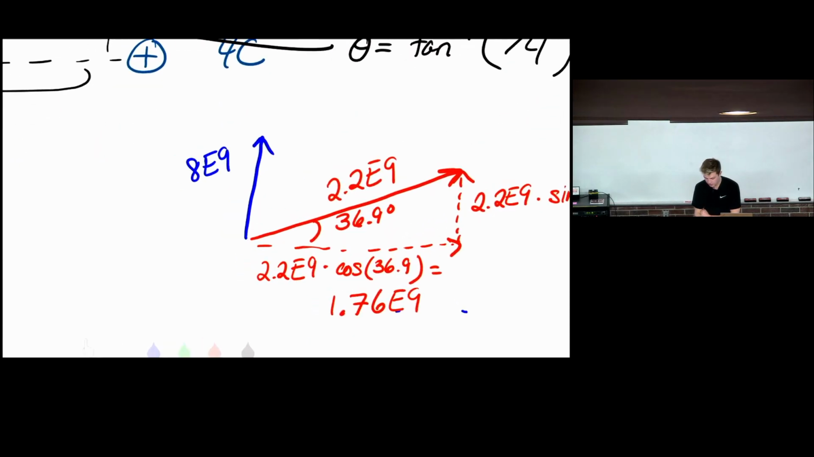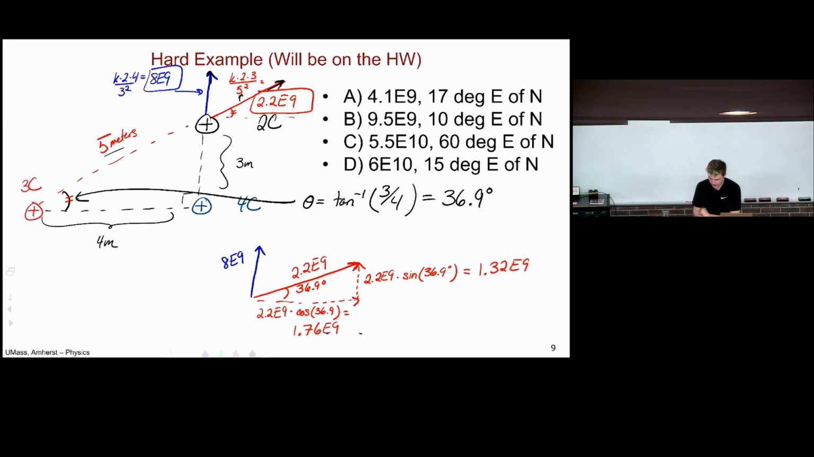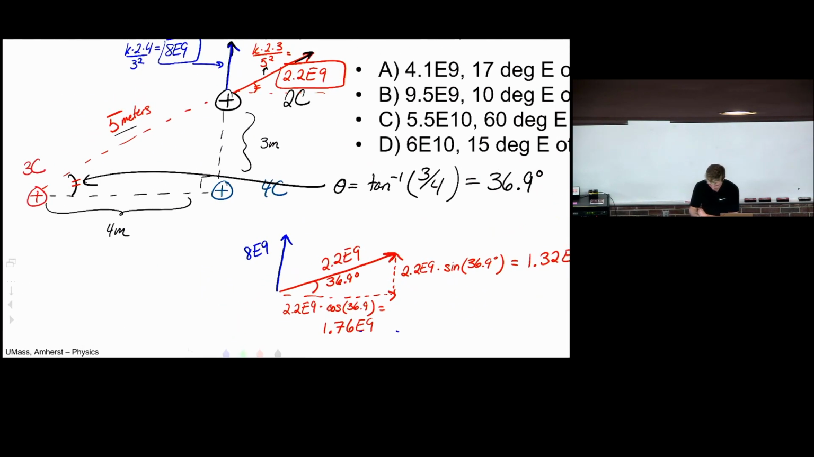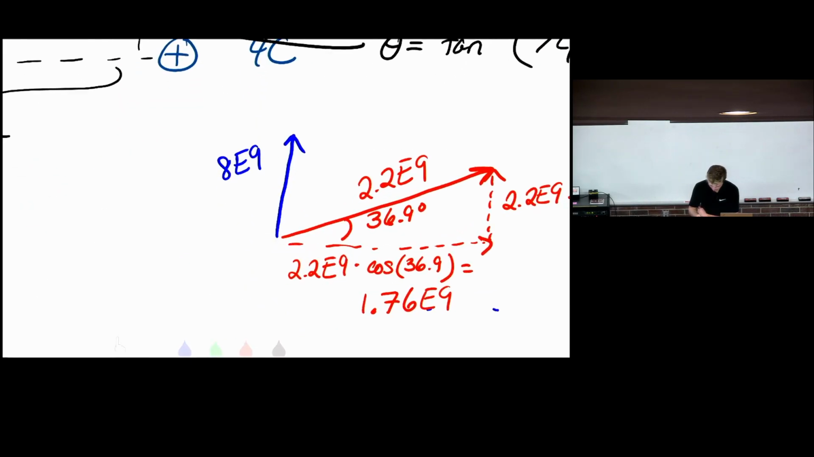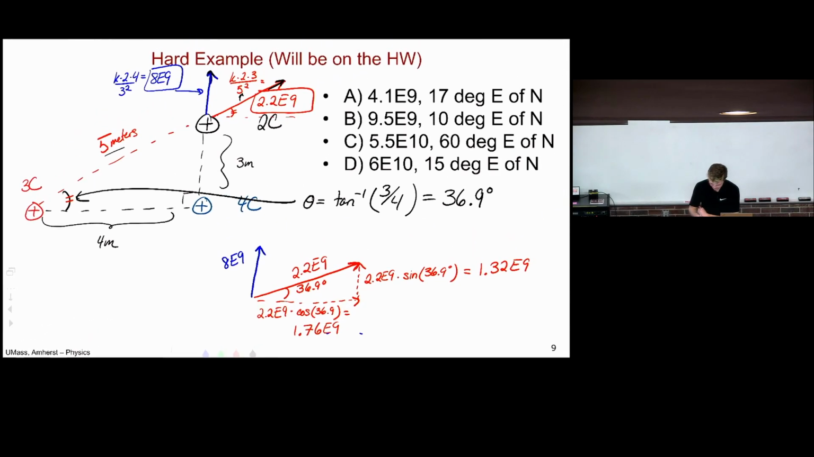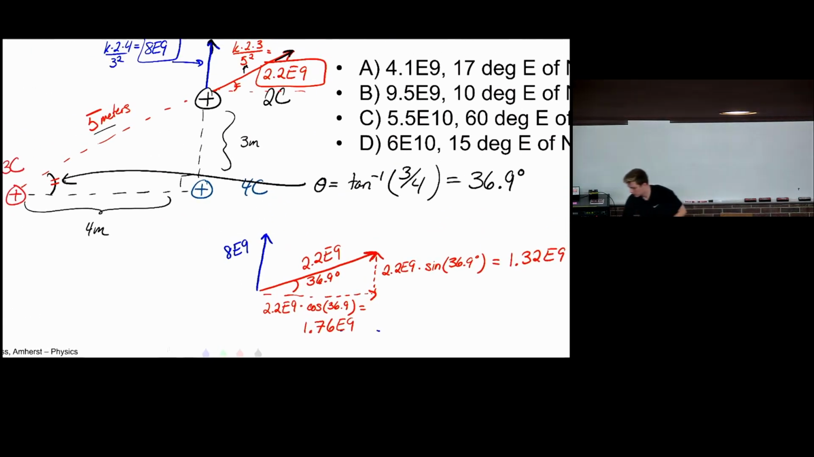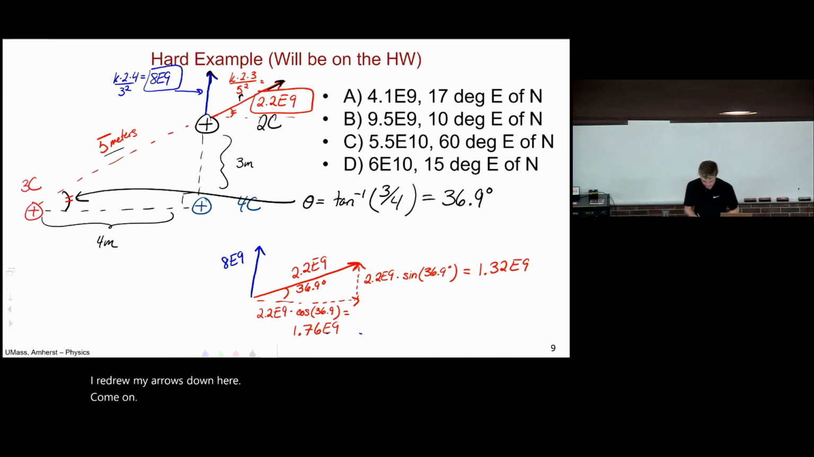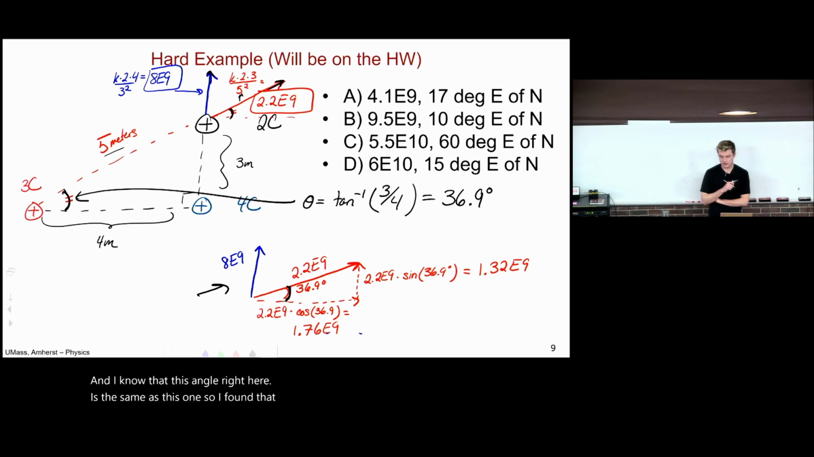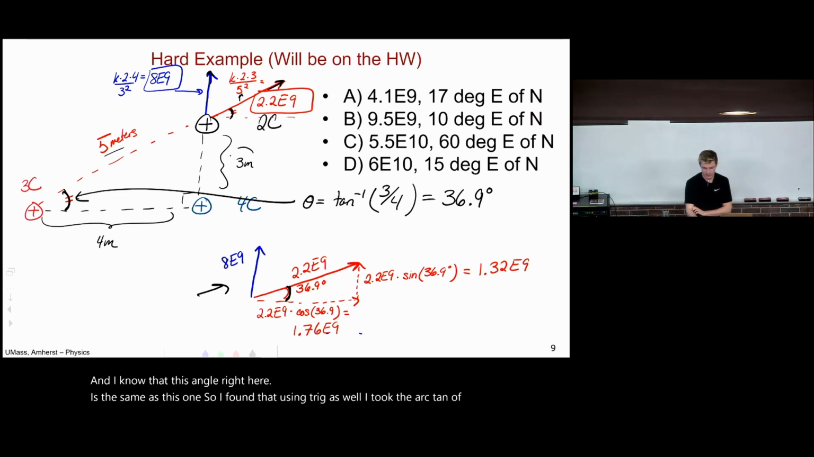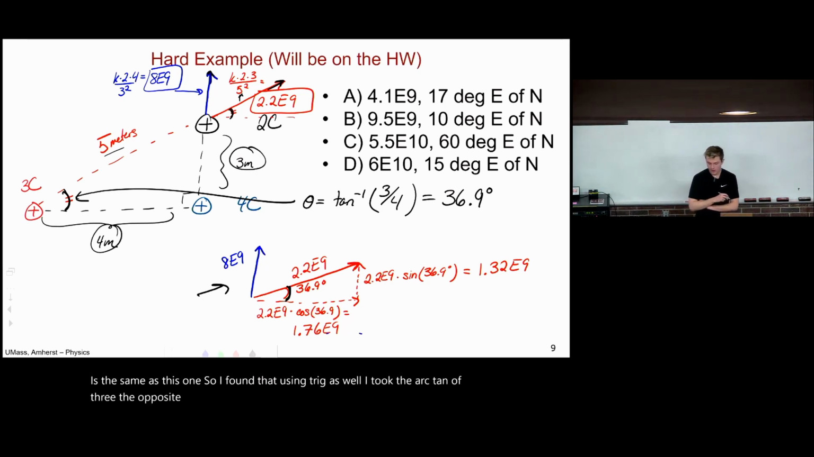Once I have those 2 arrows, it's just a matter of annoying trig and bookkeeping. So I redrew my arrows down here, and I know that this angle right here is the same as this one, so I found that using trig as well. I took the arctan of 3, the opposite, over 4, the adjacent.